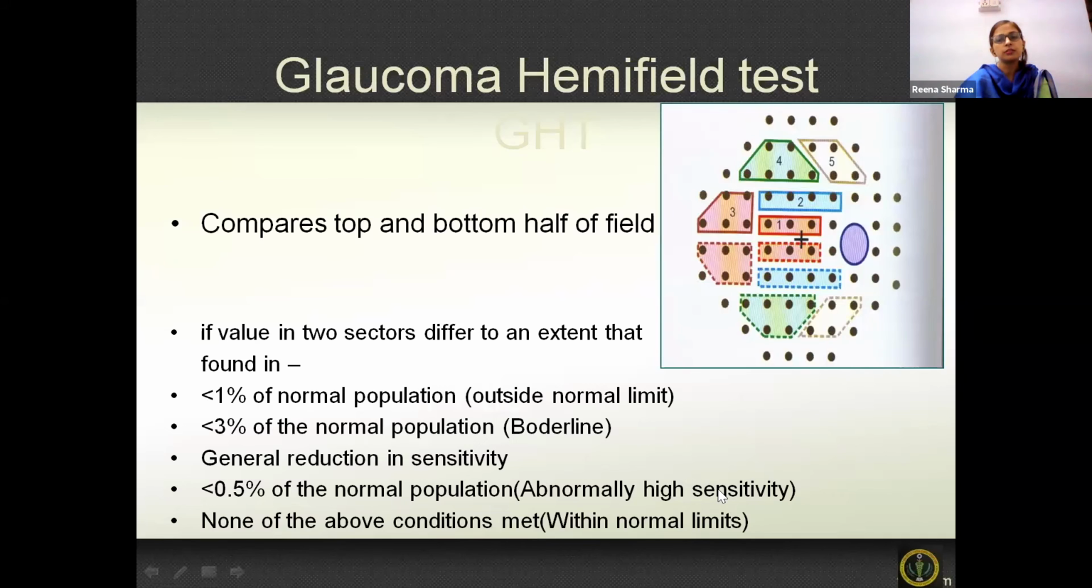And this test is important because glaucomatous damage usually affects the poles of the optic nerve head, and is usually seen first at one pole before the other, that is, in the superior or inferior hemispheres.